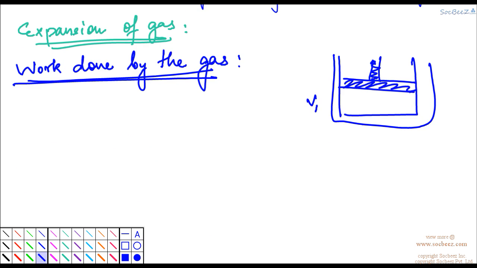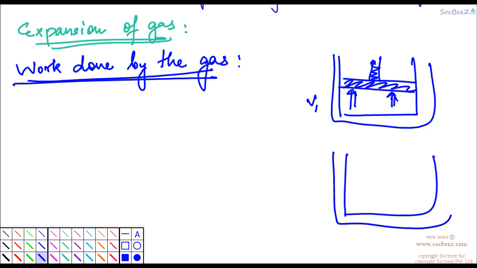So initially the volume was V1. The gas was exerting some pressure, and finally it reached a situation that the piston moved up, suppose. Then only it can have been under expansion, and still there was some pressure exerted over here, and we attained a volume V2. So this we are dealing with.